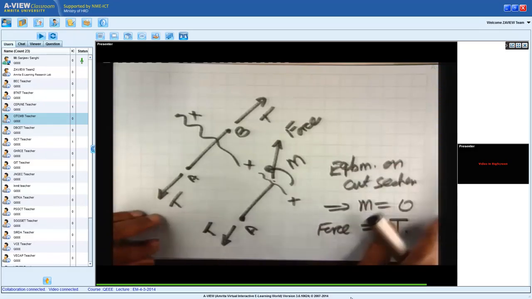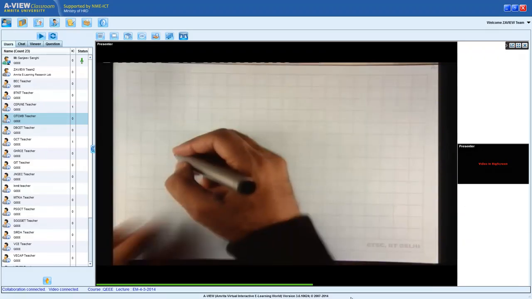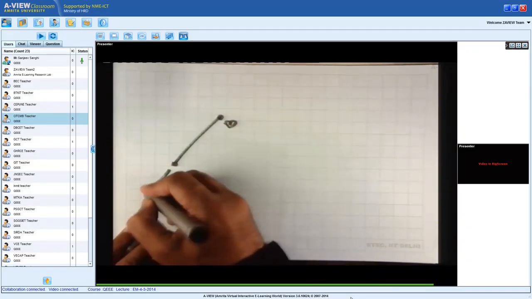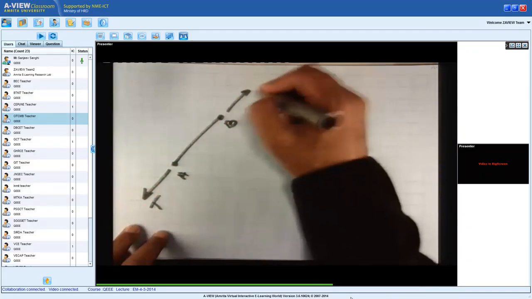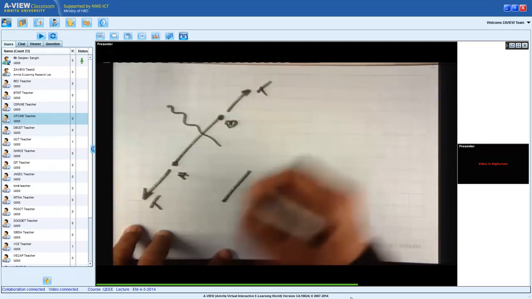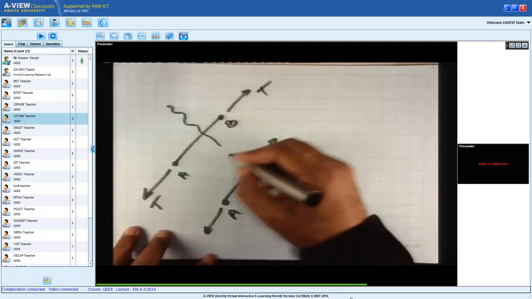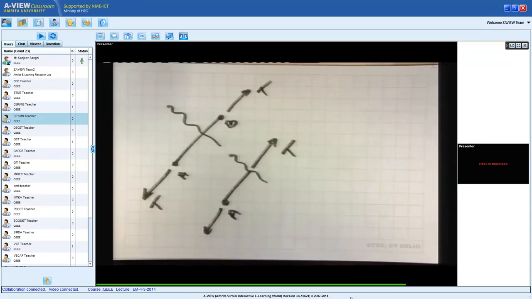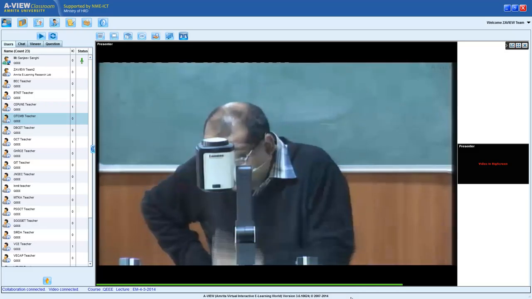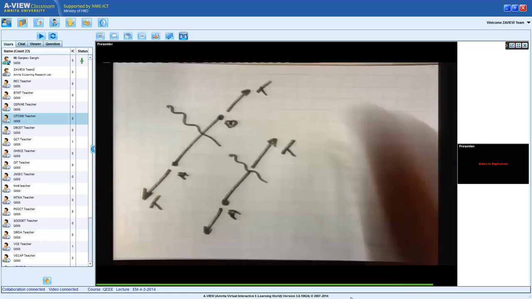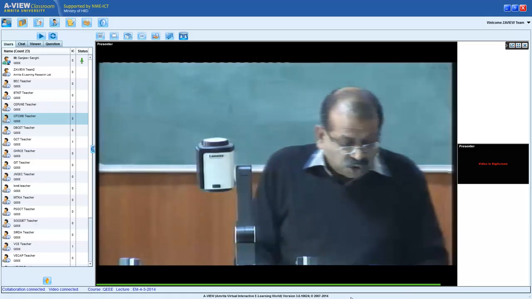So therefore, when I cut a member, this is the member AB, this is in tension like this. When I cut it at the cut section, I will get a single force which is equal to the tension and there will be no moment. This happens when we have a two force member which is cut, where the forces are acting along the line joining the two forces.